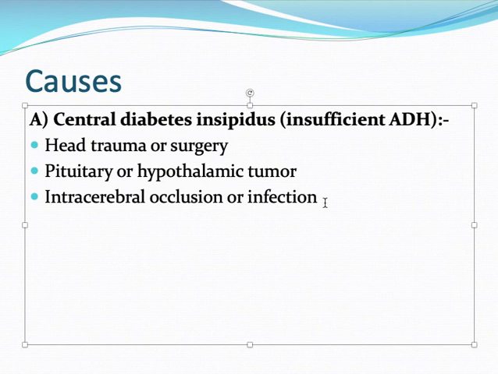Intracerebral occlusion or infection. There are many conditions, not so important, like many other, for example, some people have familial DI as well, like it runs in their families, and histiocytosis X is also one of the causes, but not so important.